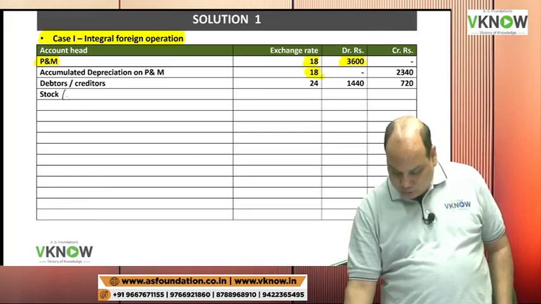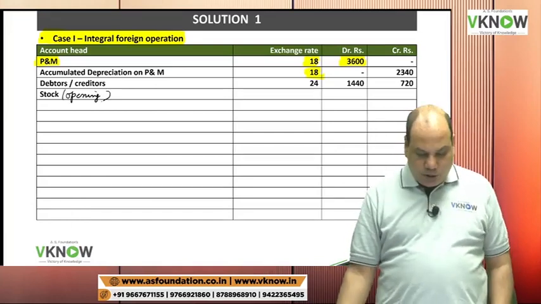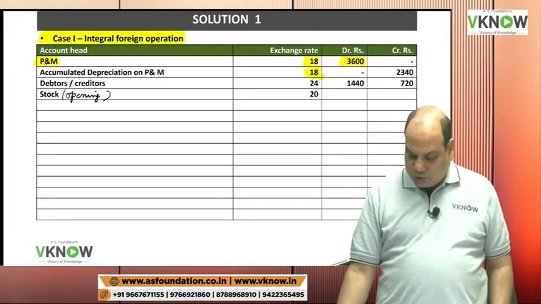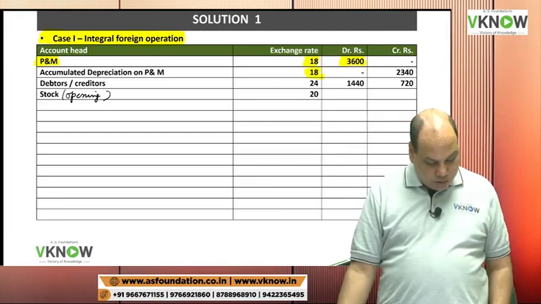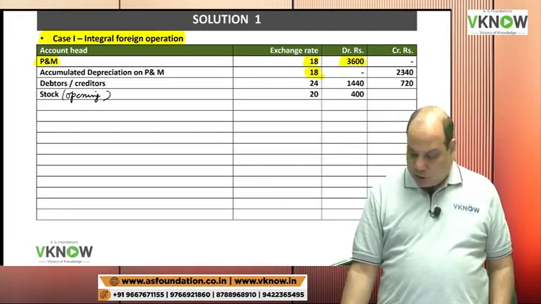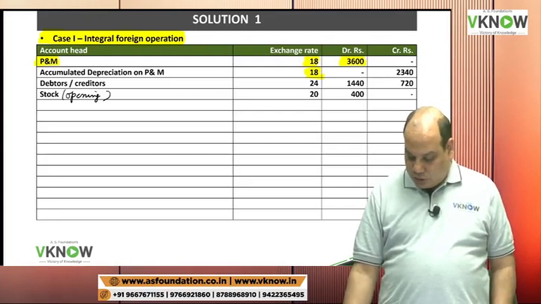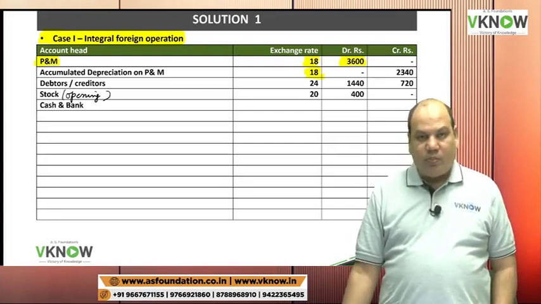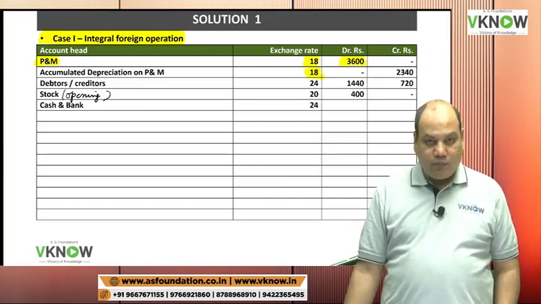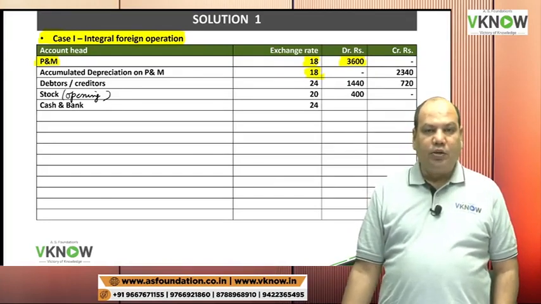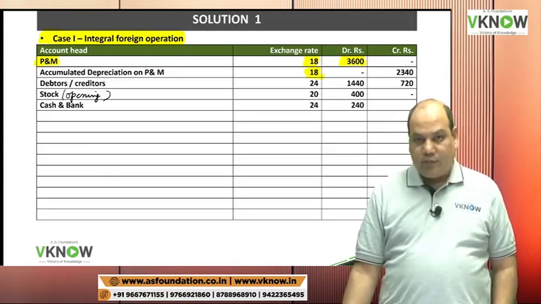Opening stock. Write in bracket: opening rate. Opening stock will be at the opening rate of 20, and opening stock is 20 Australian dollars. 20 into 20 is 400. Cash and bank is a monetary item, so closing rate: 24 into 10 is 240.